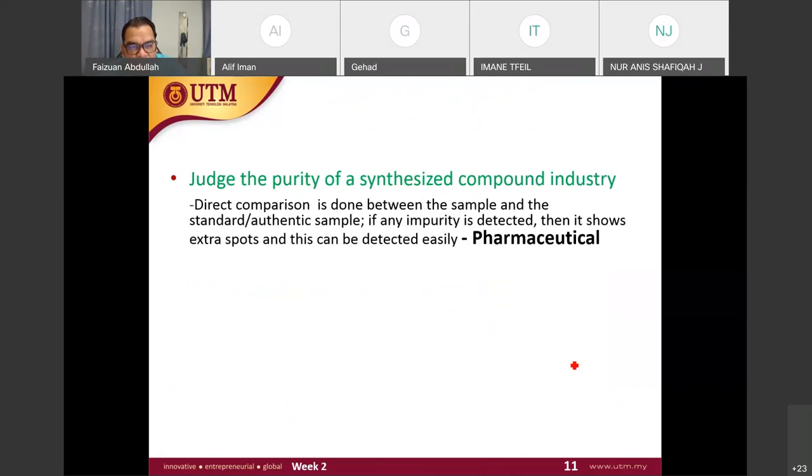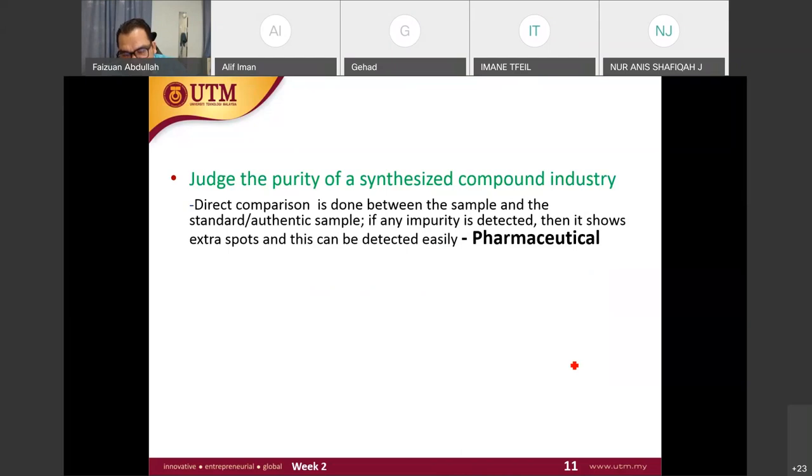And to judge the purity of a synthesized compound in industry, for example, a direct comparison is done between the sample and the standard, or authentic sample. If any impurity is detected, it shows extra spots, and this can be detected easily. For example, in pharmaceuticals.